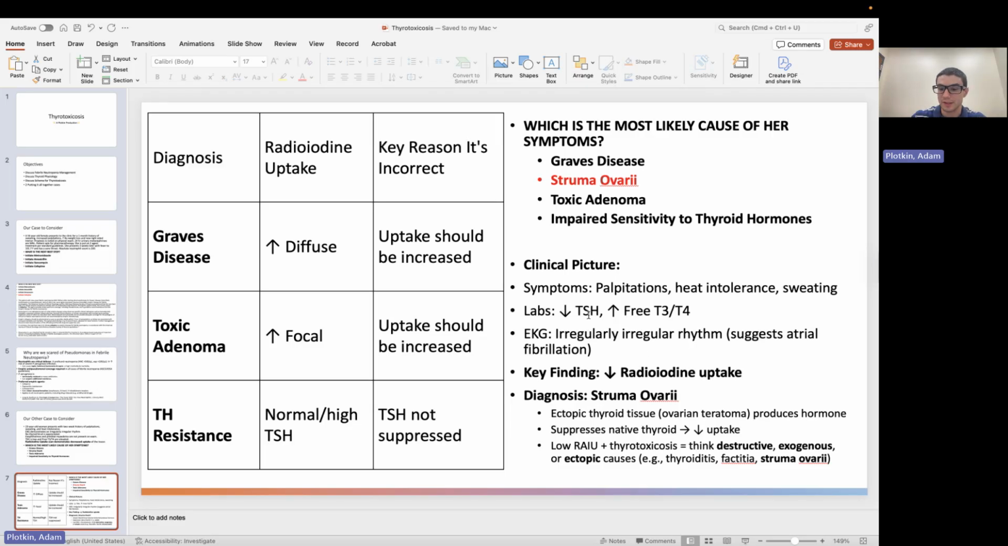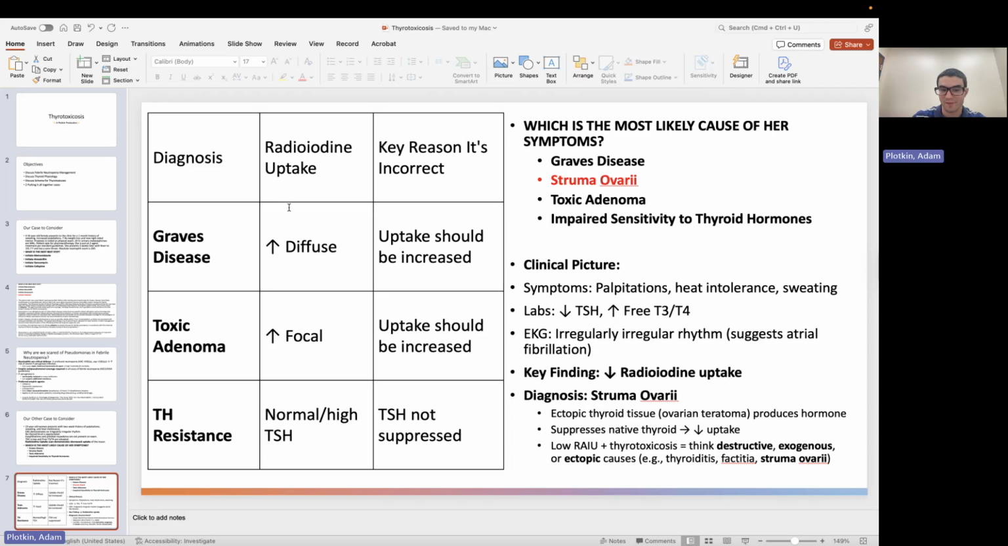My lab showed decreased TSH. So this is a TSH independent cause of thyrotoxicosis, with increased free T3, T4. Again, we see the AFib. The key thing that points me here is we see decreased radioiodine uptake. Okay. So when I look at that, right, and I look at things like Graves' disease, and we'll flesh these out a little bit more.